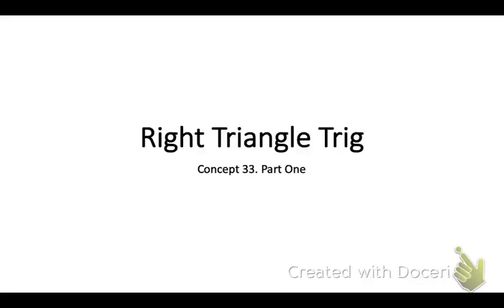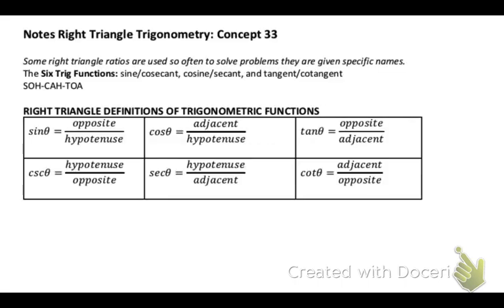Algebra 2, right triangle trigonometry. Concept 33. This concept is going to extend the right triangle information that you learned in geometry. And I have broken this into 3 parts. So in this first part, we're going to be focusing on the trig functions, sine, cosine, and tangent. And then we're going to add 3 new ones, which you may or may not have learned in geometry.